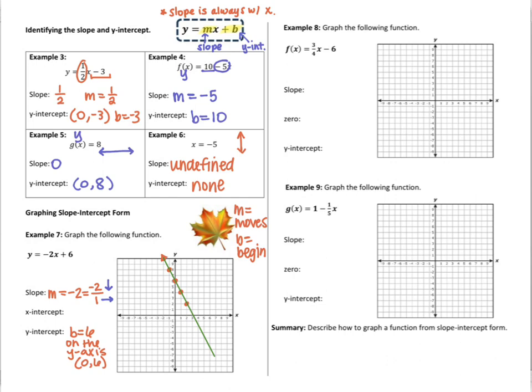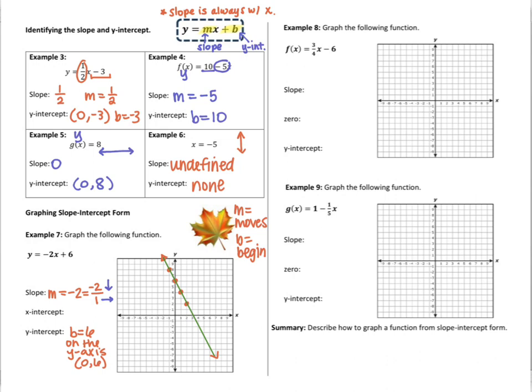Important, always have your arrows and make that line go all the way through the graph. Again, you only need 2 points. So I could have stopped after I had done this point, and we would have been good. Okay? So begin with my y-intercept, move with my slope.